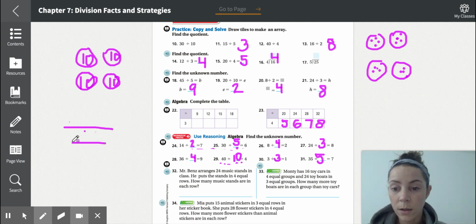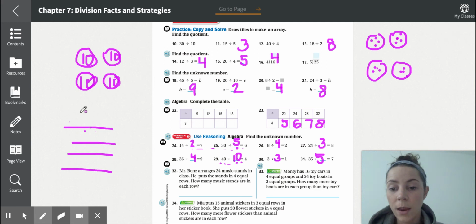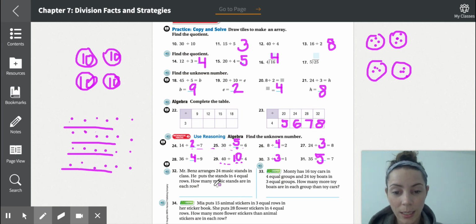1, 2, 3, 4. Then I could pass them out one at a time. 1, 2, 3, 4, 5. Use that dot I already have. 6, 7, 8, up through 24. So how many is in each row? 1, 2, 3, 4, 5, 6.